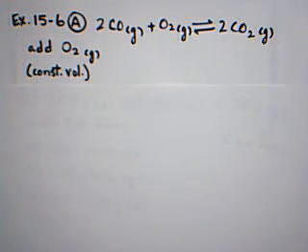Well, it's all gas phase, and I'm adding oxygen gas. Oxygen is one of the reactants, and therefore the system will react by consuming it, and the equilibrium position therefore will shift to the right, because as that extra oxygen is consumed, some CO2 will actually be produced. So that's how the system should react.